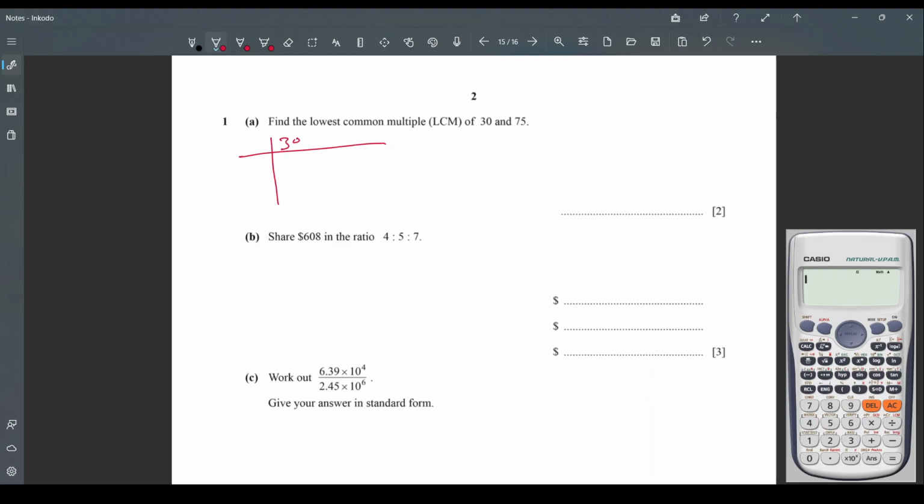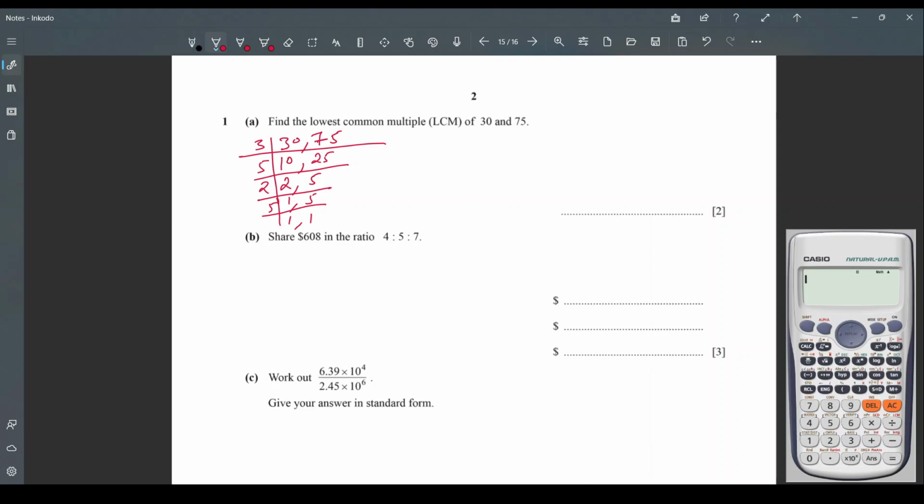We'll keep 30 and 75 and we will start taking all the prime numbers outside. 30 and 75 divide by 3. So 10 times 3 is 30 and 25 times 3 is 75. And 10 and 25 come in the 5 table. 5 times 2 is 10. 5 times 5 is 25. Now 2 and 5 do not have any common number. So we will take 2 alone and 5 as it is, and 5 alone and 1 as it is.